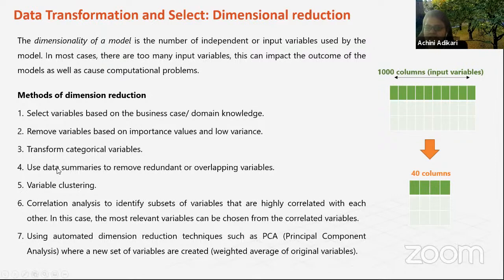And you can use data summaries and correlation analysis to identify similar or highly correlated variables and pick only one from that. And there are automated dimension reduction techniques such as PCA. You don't have to worry too much about these things, but the most important thing to know is, no matter how many data points or data sets you have, before building any model, you need to pick the most relevant input variables. Otherwise, the model will not perform well.